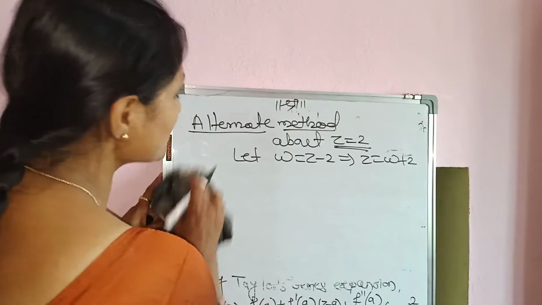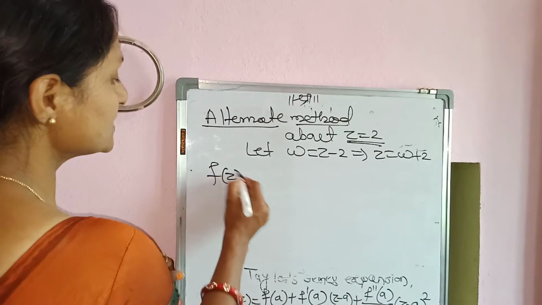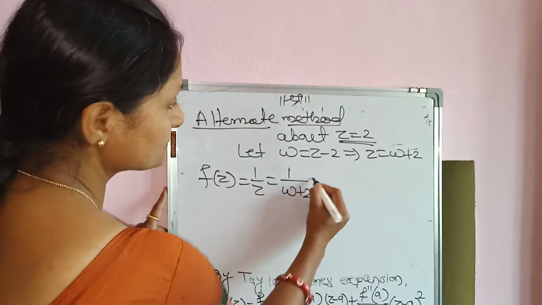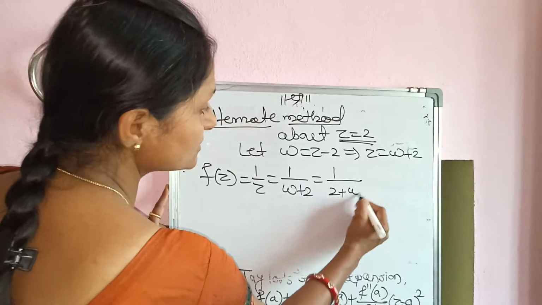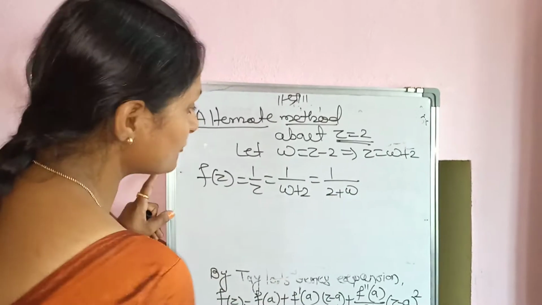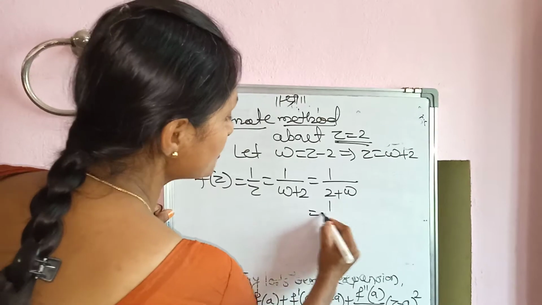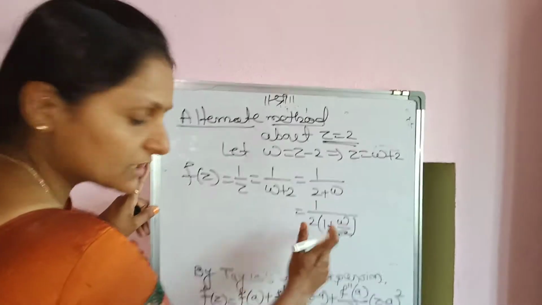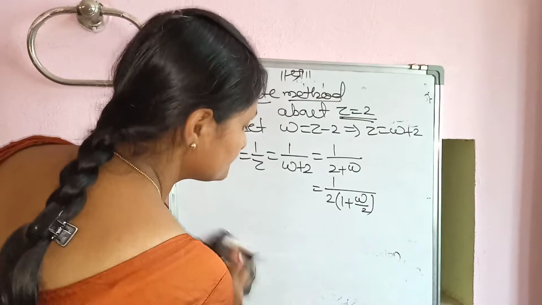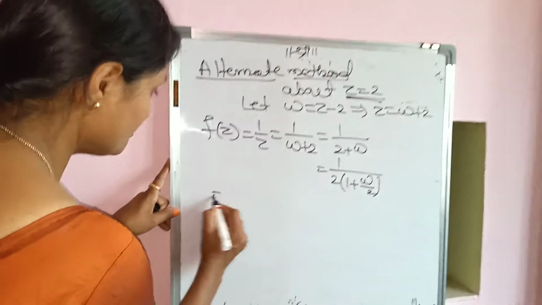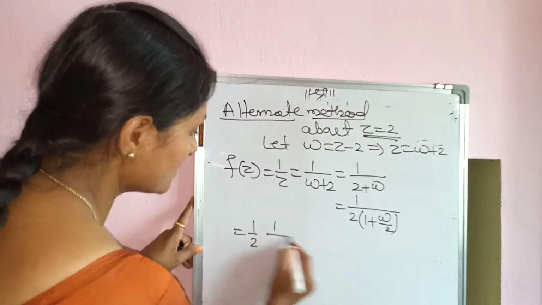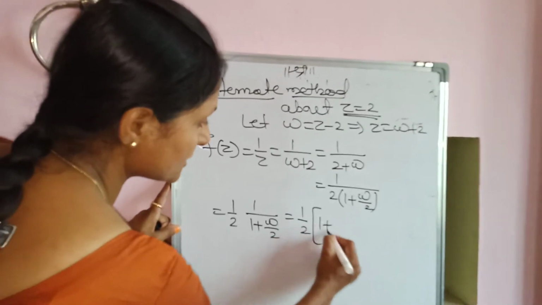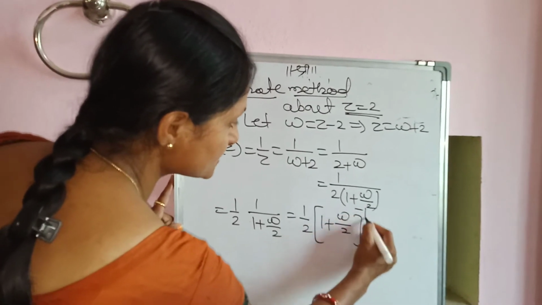Now I will write your function, observe it. Your f of z value, it is 1 by z. I will write it as 1 by omega plus 2. I will write it as 1 by 2 plus omega. Take out 2 common from the denominator. So this value will be 1 by 2 taken out common, 1 plus omega by 2. Now I will expand this function, which is nothing but 1 by 2 into 1 plus omega by 2 whole power minus 1.